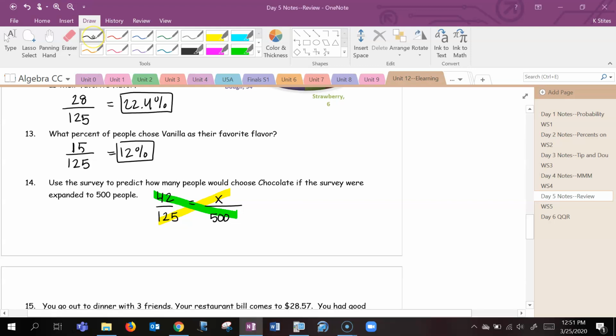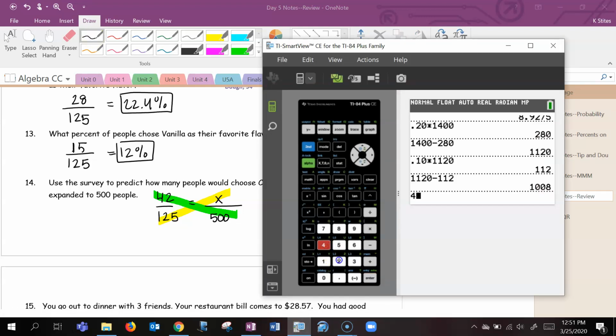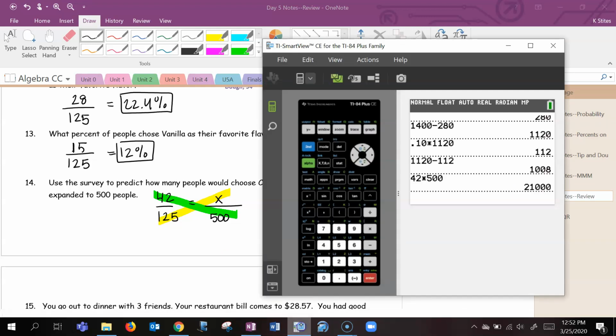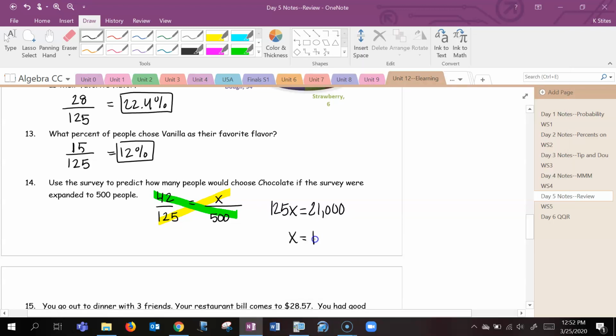So I'm back and we are cross multiplying, and we get 125x equals 42 times 500 is 21,000. Okay, and then we'll just go ahead and divide by our 125. And that gives us 168 people.